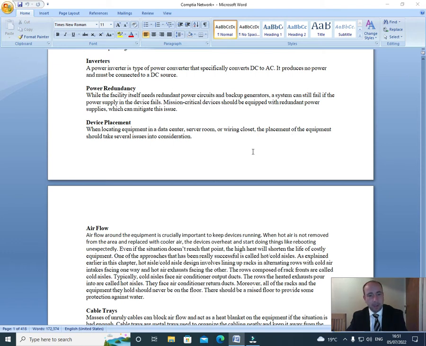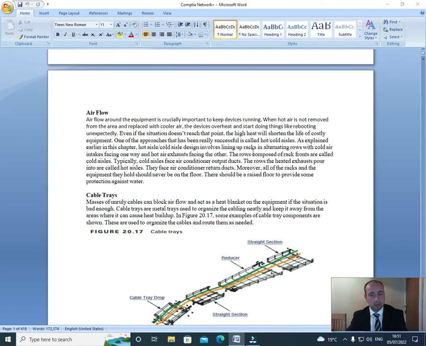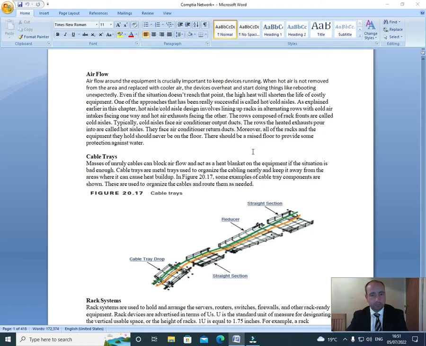Device placement. When locating equipment in a data center, server room or wiring closet, the placement of the equipment should take several issues into consideration. Airflow. Airflow around the equipment is crucially important to keep devices running. When hot air is not removed from the area and replaced with cooler air, the devices overheat and start doing things like rebooting unexpectedly. Even if the situation doesn't reach that point, the heat itself will shorten the life of costly equipment.